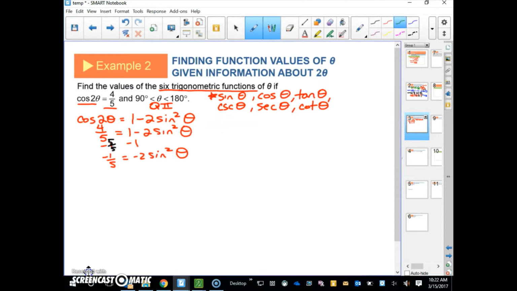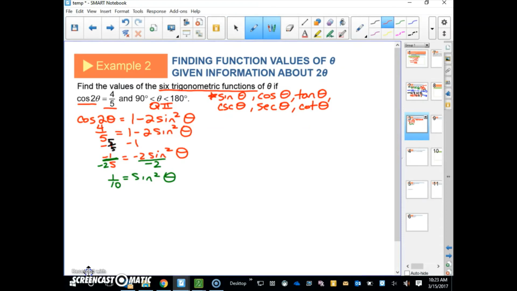If I'm trying to isolate sine theta, I'm going to divide by this negative 2. Now here's the little trick. Okay? I've already got a fraction bar there. I've already got a division sign there. So when we divide by negative 2, it's just going to go underneath the fraction, or on the bottom with 5. I'm dividing by negative 2 and I'm dividing by 5. So that's like negative 10. I would have negative 1 over negative 10, or positive 1/10 equals sine squared theta.